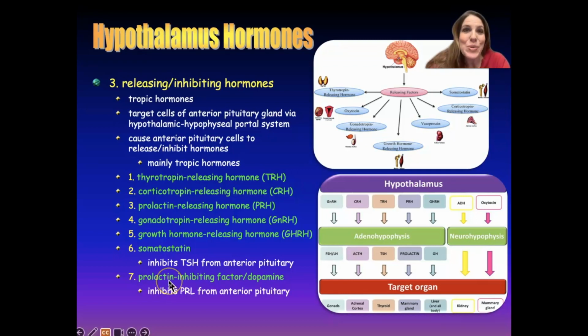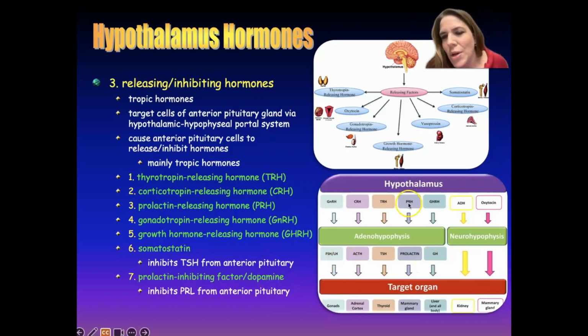Then another inhibitory hormone from the hypothalamus is prolactin inhibiting factor, and it's also called dopamine, which you might have heard of. So dopamine or prolactin inhibiting factor is going to be the one that tells the anterior pituitary to stop producing prolactin, PRL, to tell the mammary glands to stop producing milk. So dopamine or prolactin inhibiting factor is the antagonist to prolactin releasing hormone. You see this a lot with things that are involved in negative feedback loops. One will say do this and one will say do the opposite of what that one said.